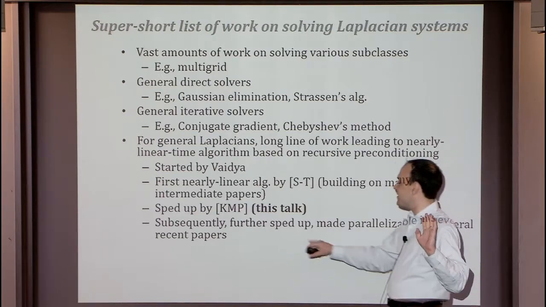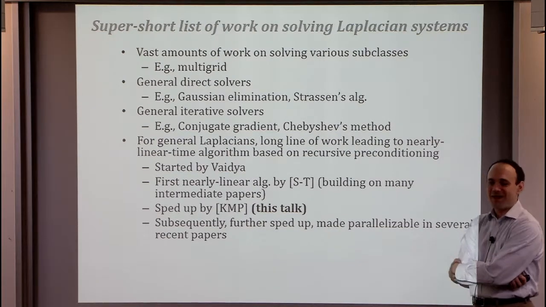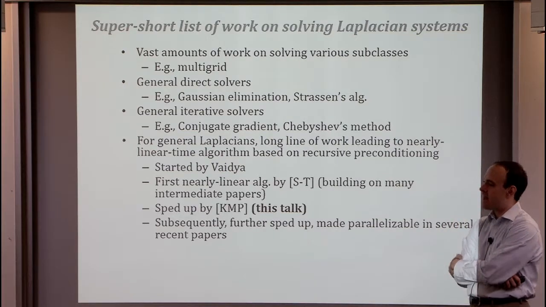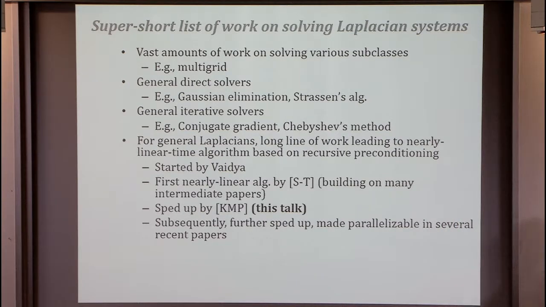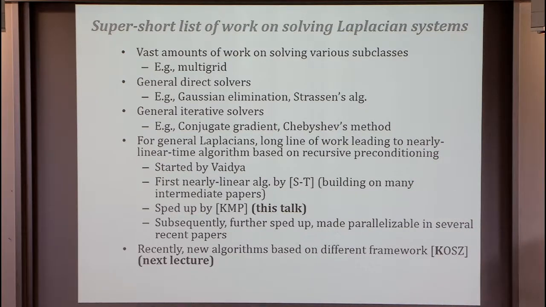So subsequently this has been sped up further, and I'll post the links to it. The one I picked was one that has, I think, a nice trade-off. It's a very reasonable number of logs, m log squared n, and it actually has a very clean global structure that doesn't have a lot of detail on top of the main ideas. So I think that's the one I'm picking for today. And then in the next one I'll talk about some algorithms that were based on a different framework.